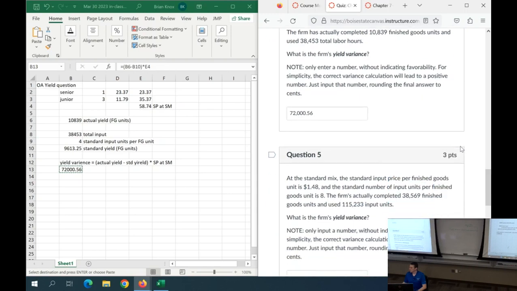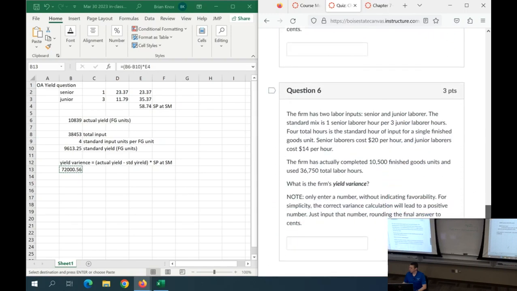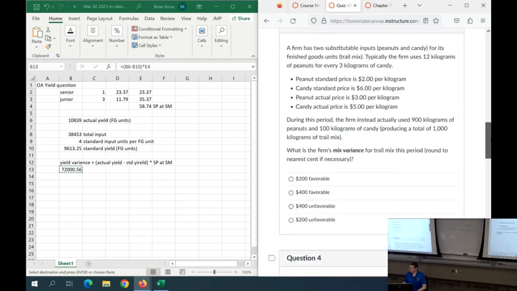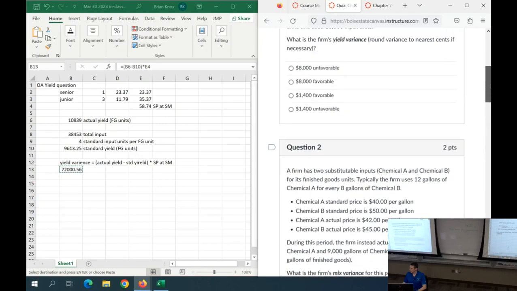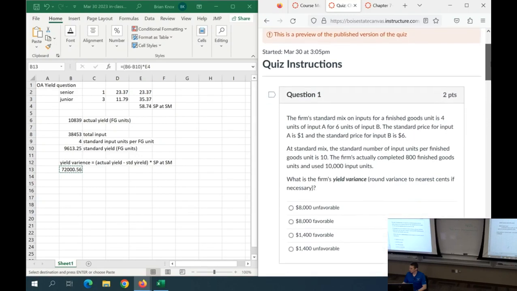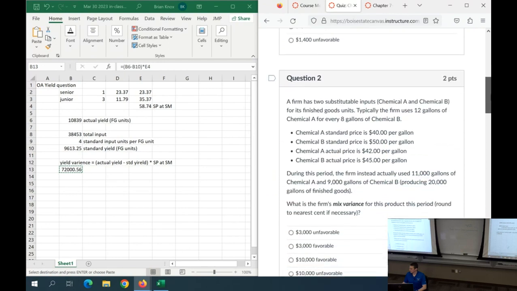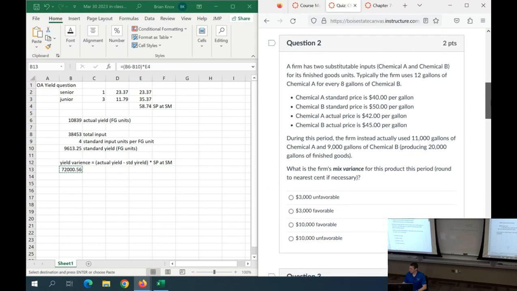Okay, let's try a mix variance question, see if we find an open answer one. That's what I want to do. I kind of want to do this one actually. There's a reason this particular one comes up. I like this one in particular because we'll talk about it in a minute.